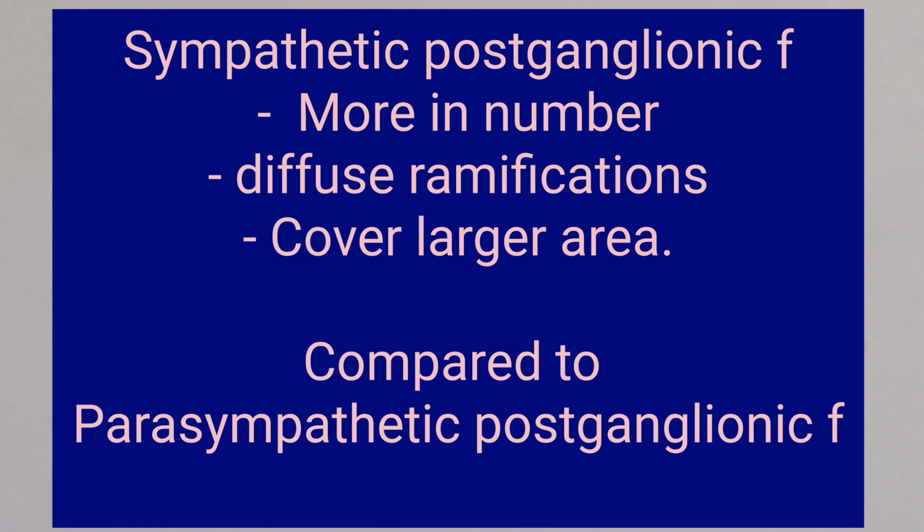Therefore, the sympathetic system covers a larger area, it has more diffuse ramifications, and it also synapses with a large number of postganglionic fibers. Therefore, the sympathetic system is faster than the parasympathetic system.